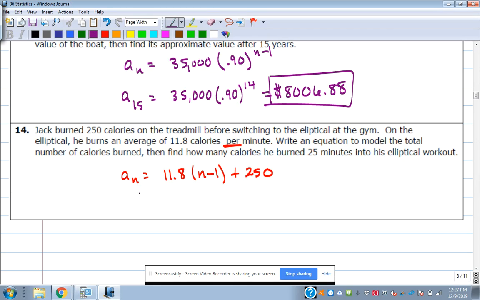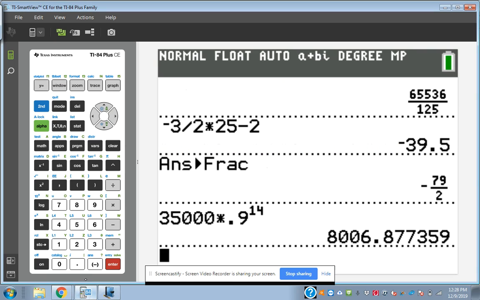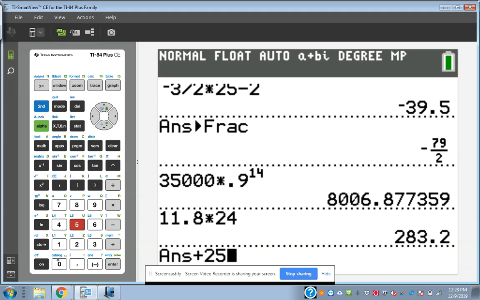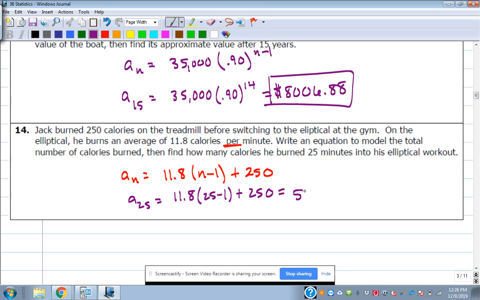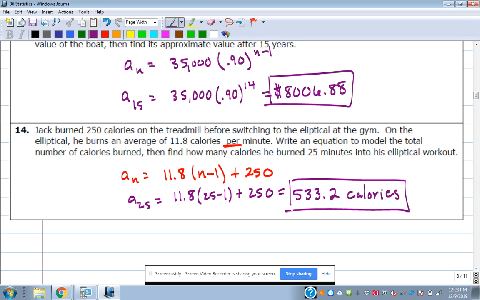Okay. So we're looking for, after 25 minutes, about how many calories have we burned? So 11.8 times 24 plus 250. 533.2. Write out calories there since we're dealing with a word problem.